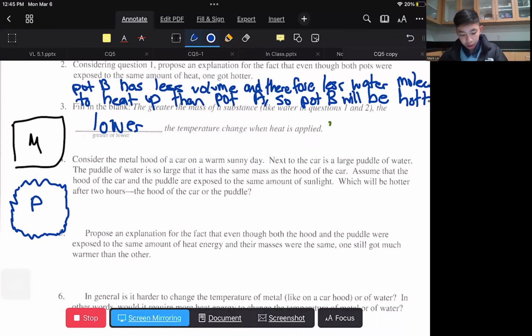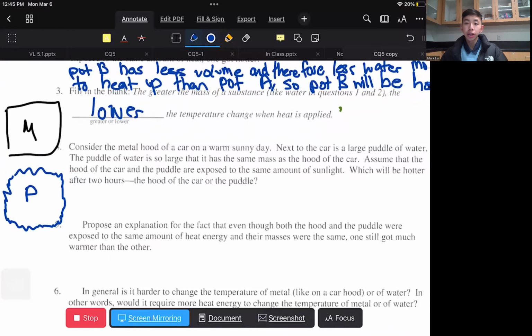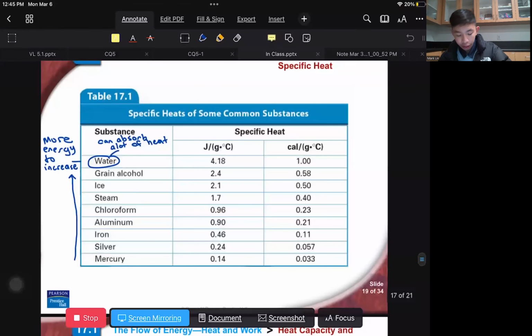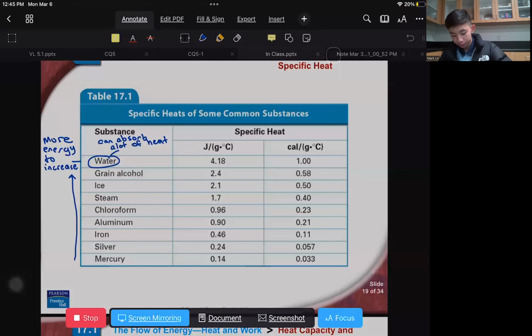They're exposed to the same amount of sunlight, which will be hotter after 2 hours, the hood of the car or the puddle. So the way I approach this problem is, I think conceptually, right? Water has a large amount of heat capacity, right? Let me find it right here. Okay, here you go. Water has a larger specific heat capacity than metal, right?